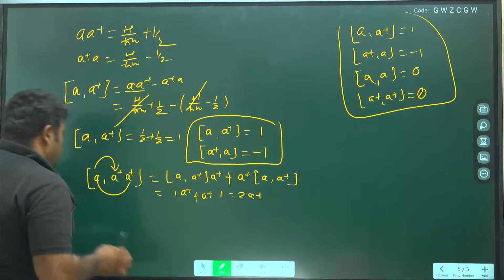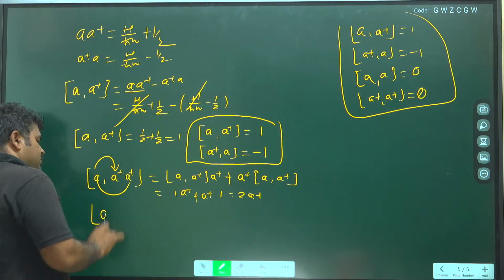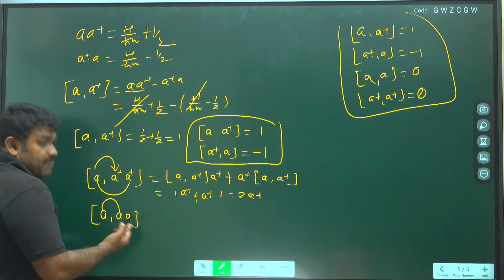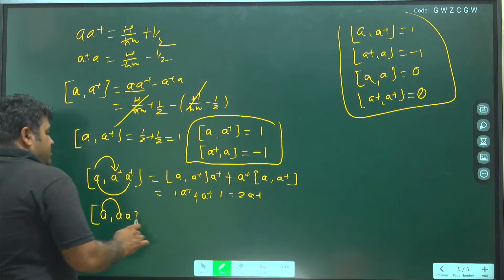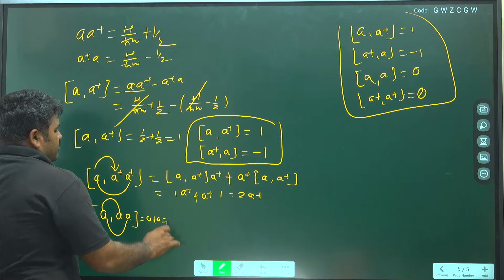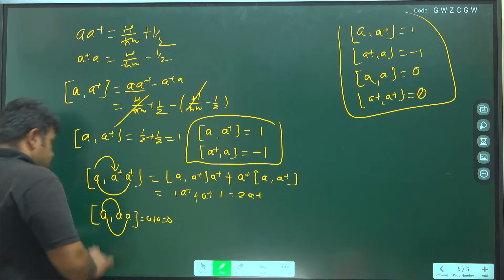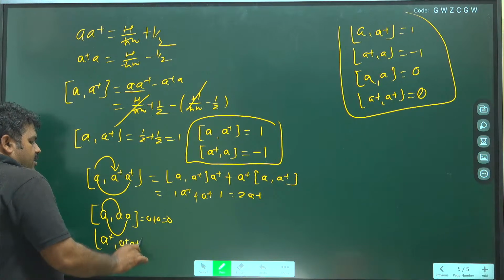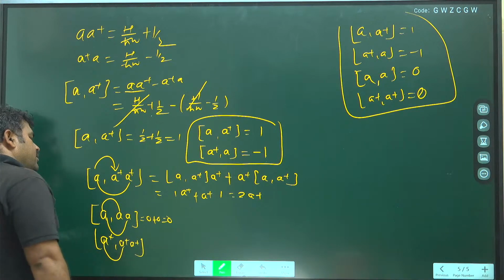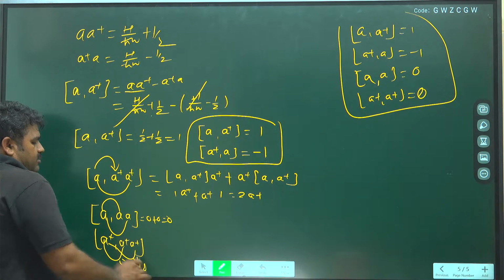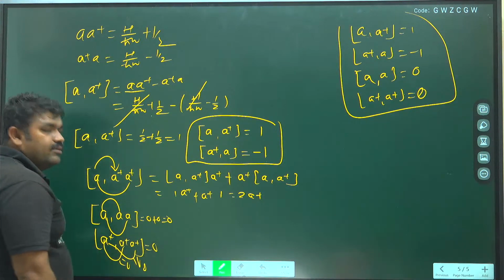Solve very easily. Next, suppose [a, a]. How much? This a with this a will be same, commute with each other. Means this is equal to how much? 0. a commutes with this one, 0. 0 plus 0 is equal to 0. Similarly, suppose [a dagger, a dagger a dagger]. a dagger commutes with a dagger, 0. Next, a dagger commutes with a dagger, how much? 0. Means the net commutator is equal to 0.